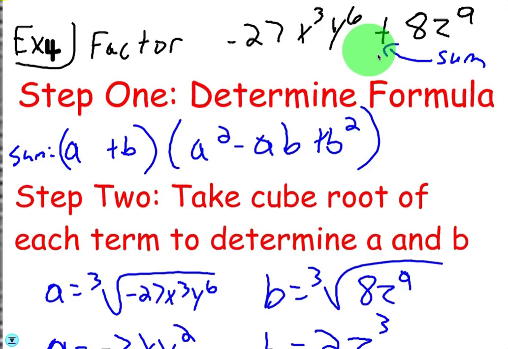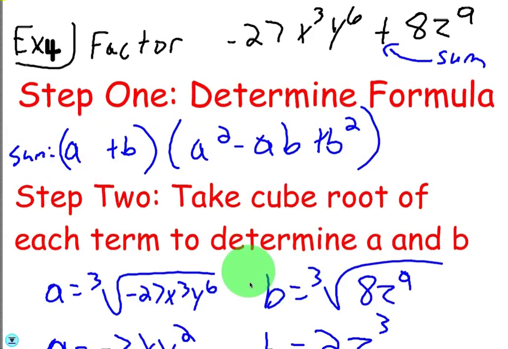However, on the worksheet, I believe everything is a power of 3. But you can use it if it's 3, 6, 9, 12, whatever. Okay, so first step is just like yesterday. You're going to write out your formula. Since there's a plus sign here, it's a plus b, a squared minus ab plus b squared.